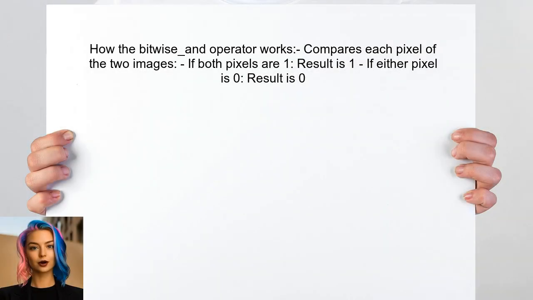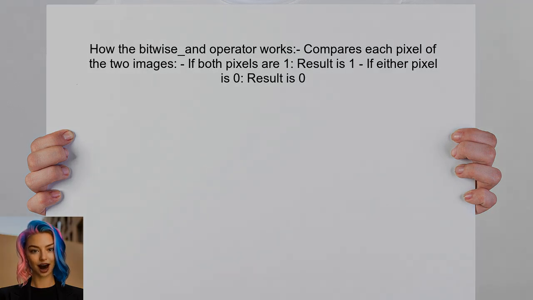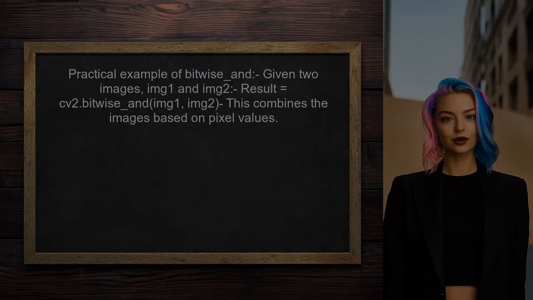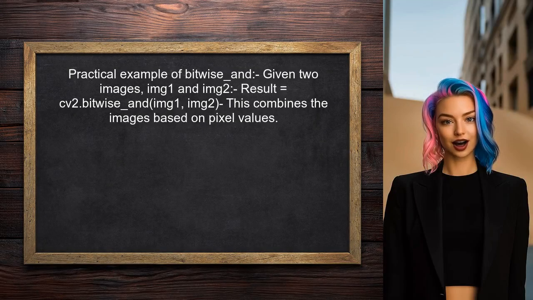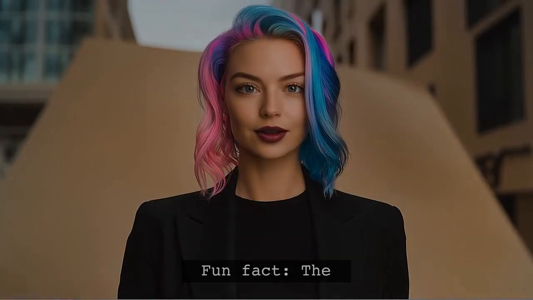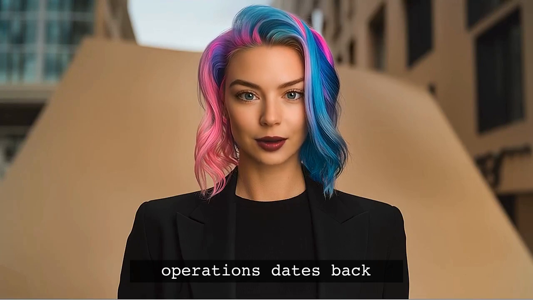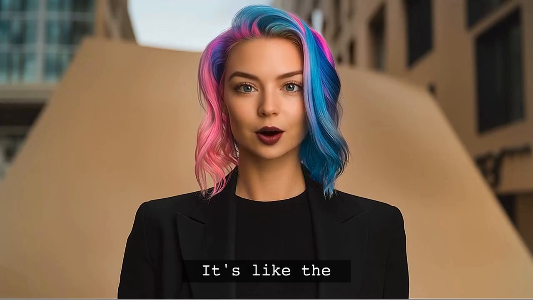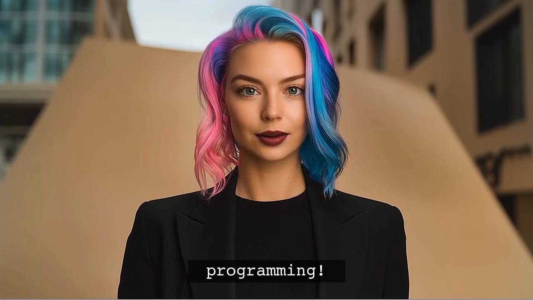Now let's look at how the bitwise and operator works. The user should visualize it as comparing each pixel of the two images. If both pixels are set to 1, the result will be 1. Otherwise, it will be 0. Finally, the user can see a practical example. If the user has two images, they can apply the bitwise and operator to combine them based on their pixel values. Fun fact, the concept of bitwise operations dates back to the early days of computing. It's like the secret handshake of programming.